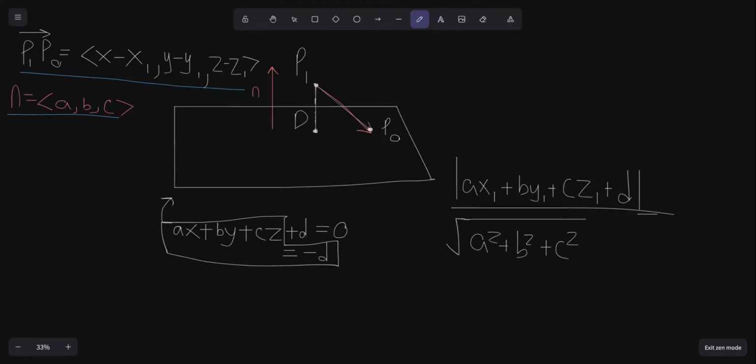Okay? Now, think about it, right? If x1, y1, and z1 were really, really far away from our plane, let's say if our point P1 was all the way up here, then notice how if we plug in x1, y1, and z1, we would get a much larger magnitude on the numerator. And that signals that we are further away from our plane.